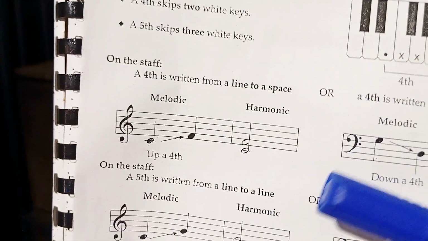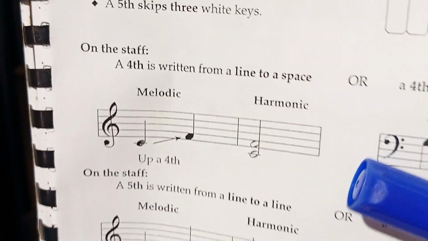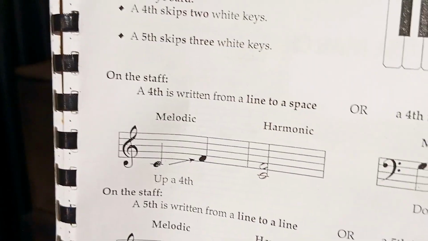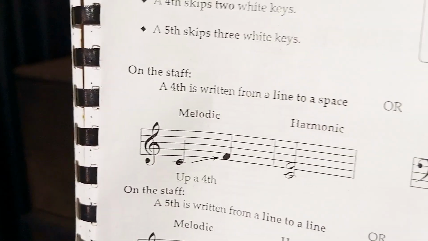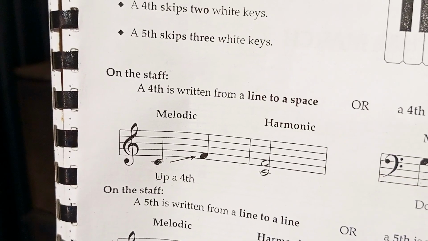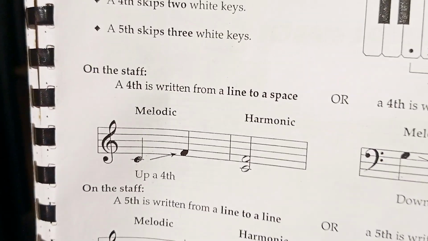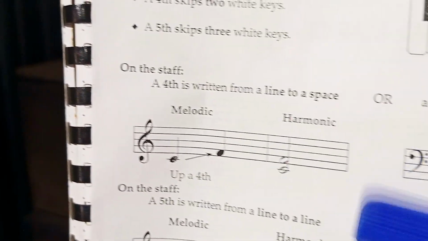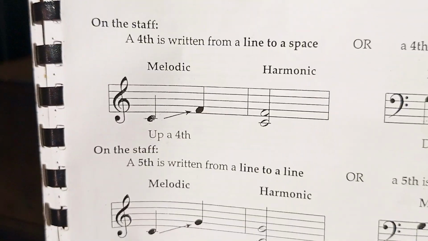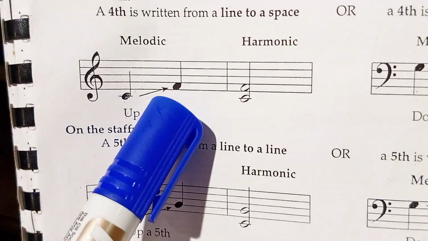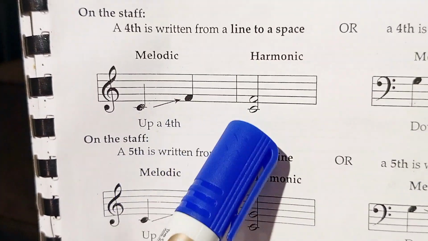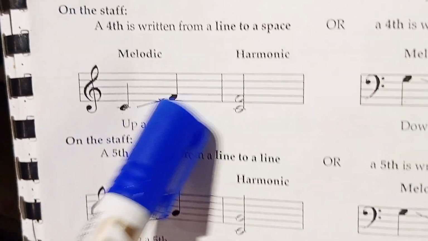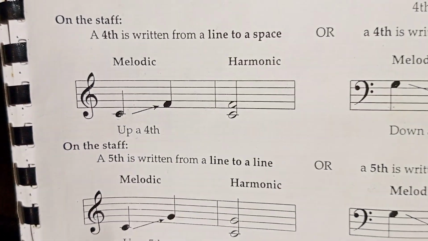Now on the staff, this is how it will appear. A fourth is written from a line to space. If you're dealing with a melodic interval, C to F looks like this on the staff, C and F. That is melodic. Melodic is when you play one note at a time.